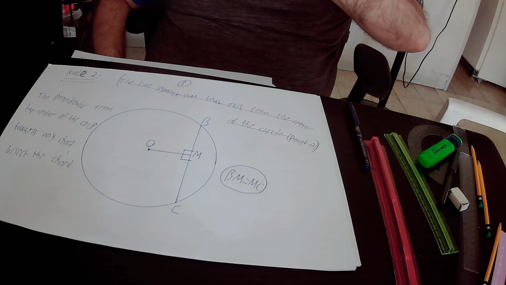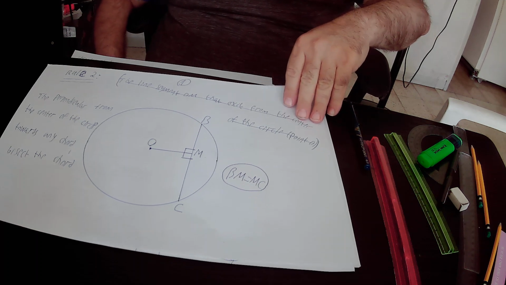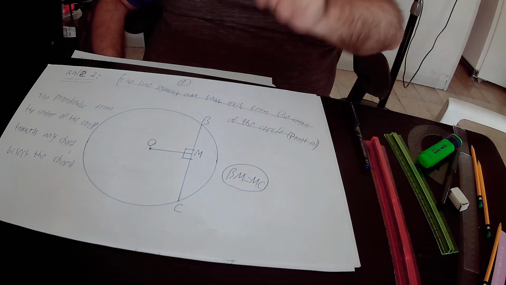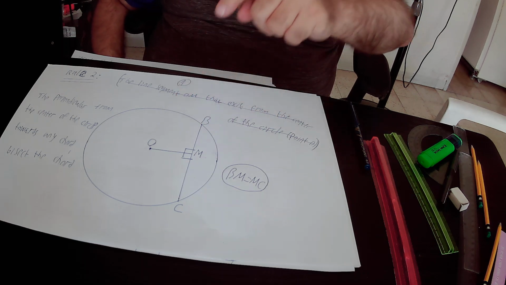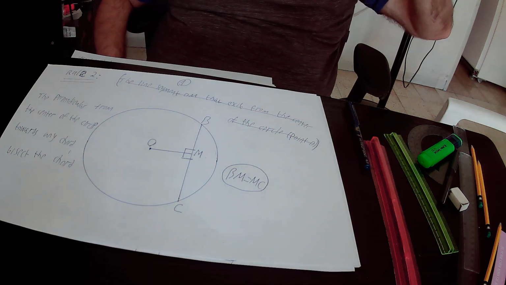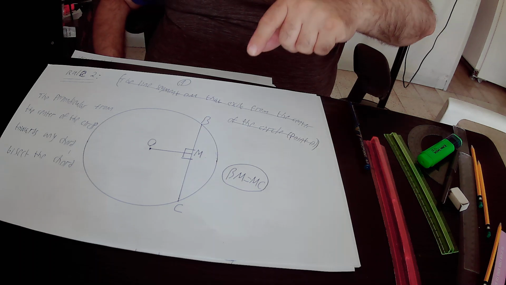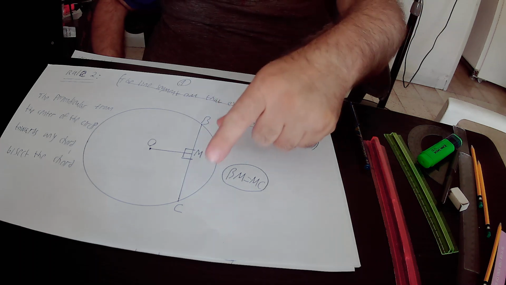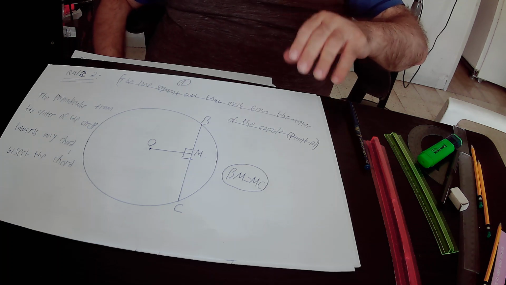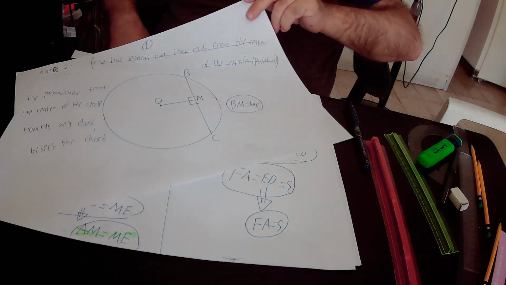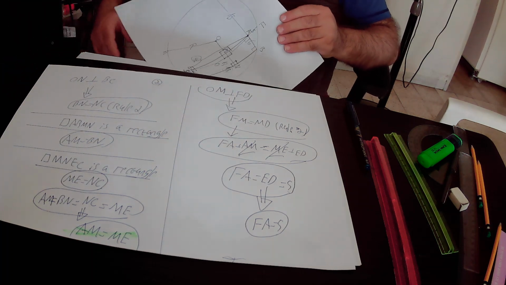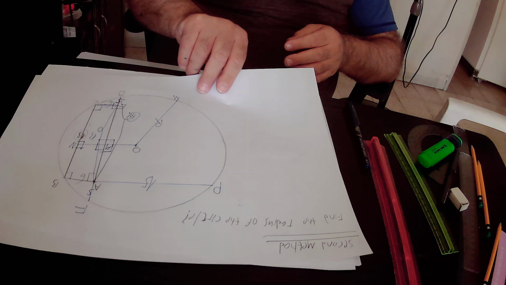That is to say, BM equals MC. Okay. Again, the perpendicular OM from the center of the circle, that is to say from point O, bisects the chord BC. Chord BC could be any chord. That is to say BM equals MC. Okay, this is rule number 2. We actually can implement rule number 2 in our drawing.